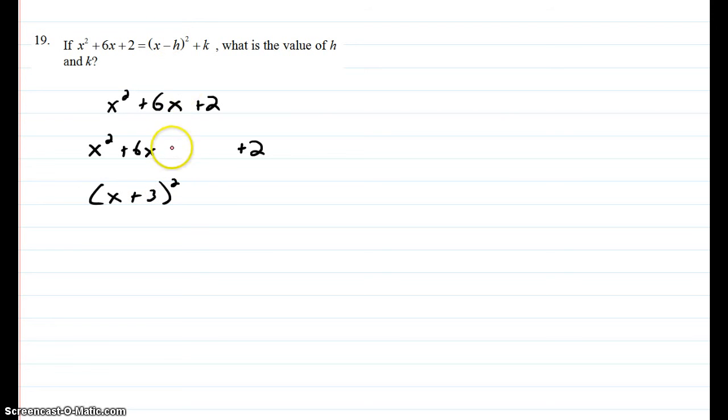So when I add 9, to keep everything fair and balanced, I need to subtract 9. Since I'm not working across the equal sign, everything's staying on this side, we would need this and this to equal 0. So this factors to this, and then 2 minus 9 is going to give us negative 7. And so now it's in vertex form, so we know that the h is going to be negative 3, and the k is going to be negative 7.